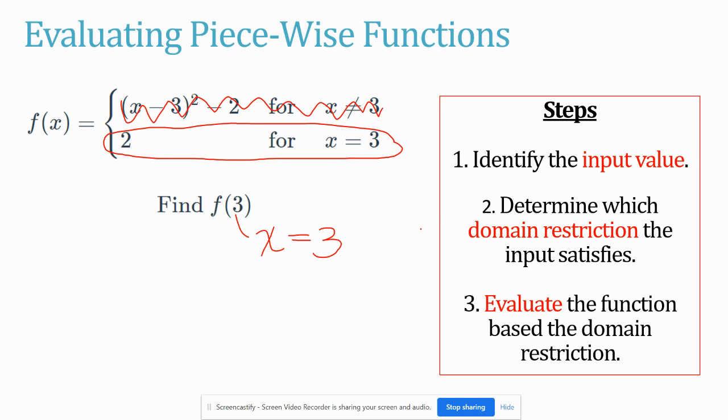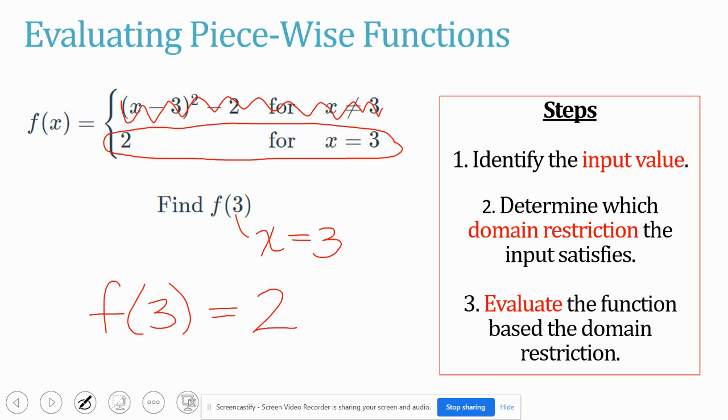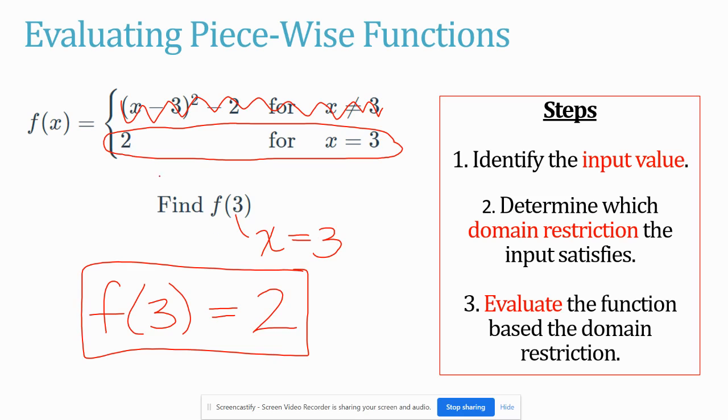Now evaluate the function based on your domain restriction. So you can see here, sometimes we're going to have to plug in and simplify. Sometimes we're not going to have to do that. It's just equal to that number. So that's the easiest case scenario. So how we write this is f of 3 equals 2. And that is our answer here. So that means when our input is 3, our output is 2. Now, if our input was not 3, then we would have to apply this function, and we would have to evaluate that. But because our value is 3, this is our answer, and we leave it just like that.